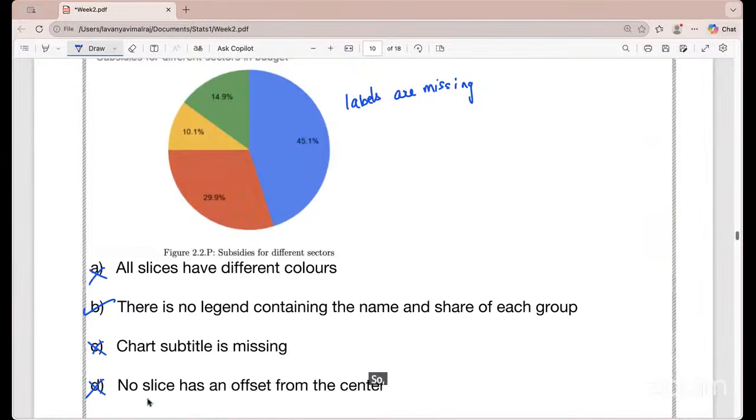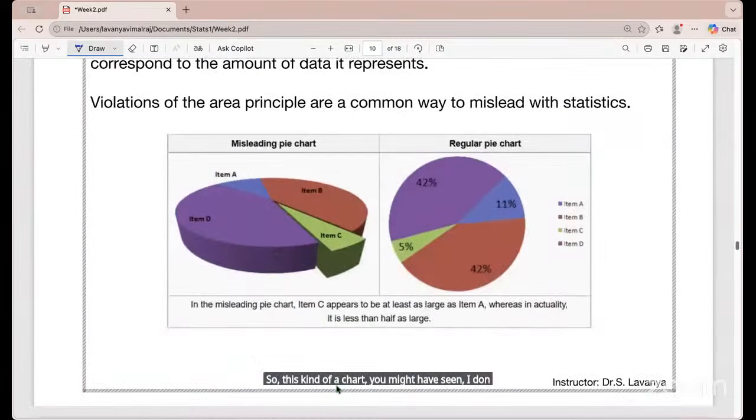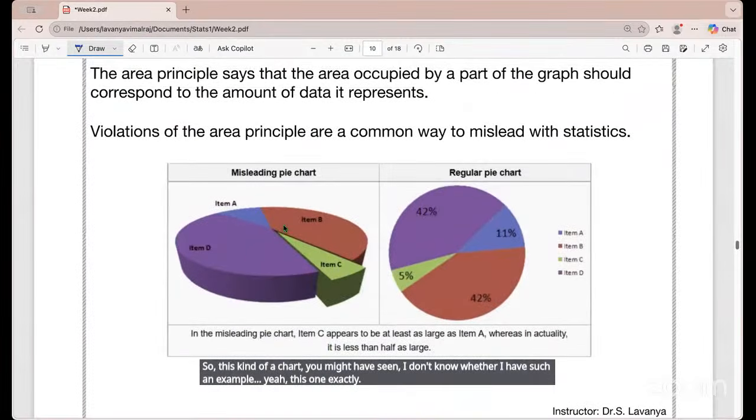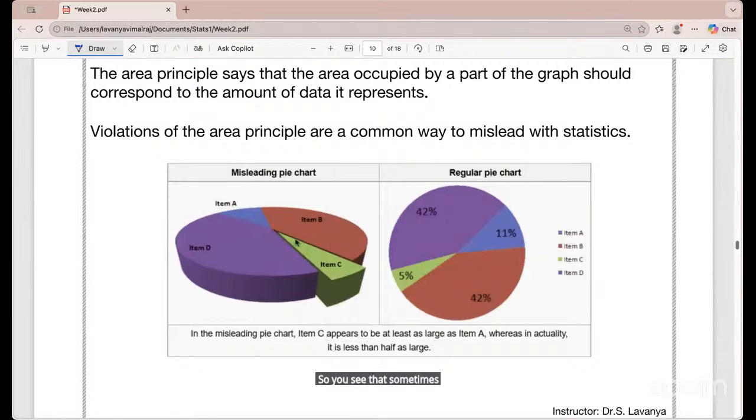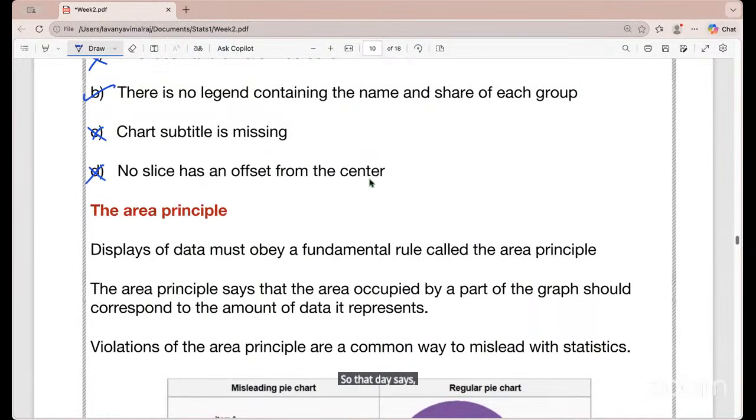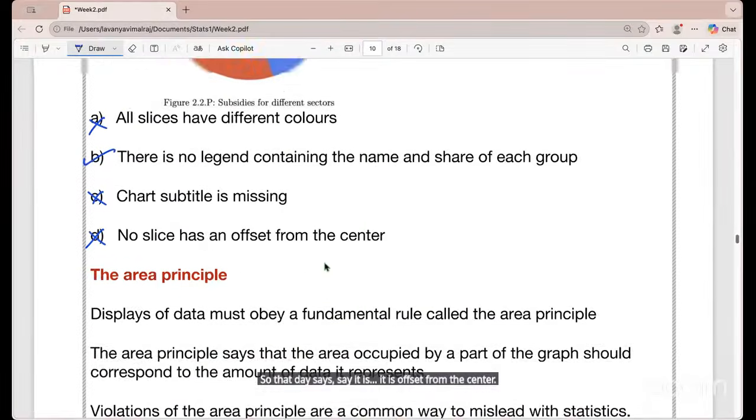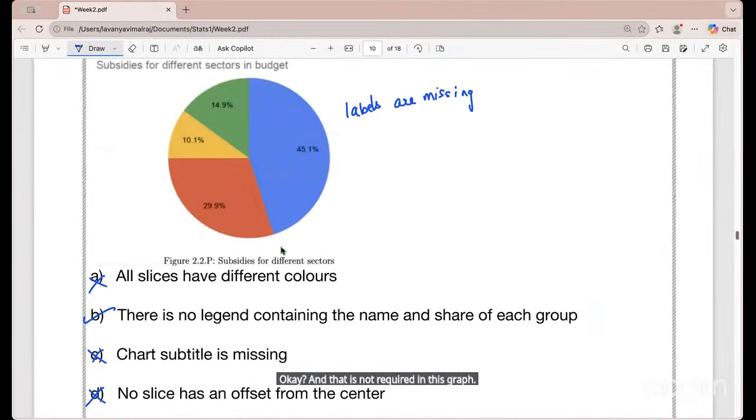This kind of chart you might have seen. I don't know whether I have such an example. Yeah, like this one exactly. So you see that sometimes a pie chart might have something like this, right? Maybe they want to particularly highlight that part and show it protruding out of the circle, so they say it is offset from the center. And that is not required in this graph. That is not a problem in this graph. So all these points, what they mean and why they are correct or incorrect, is it fine for this particular problem?